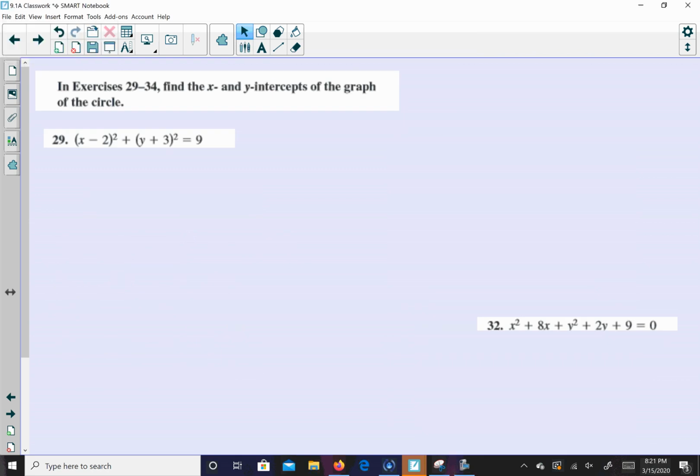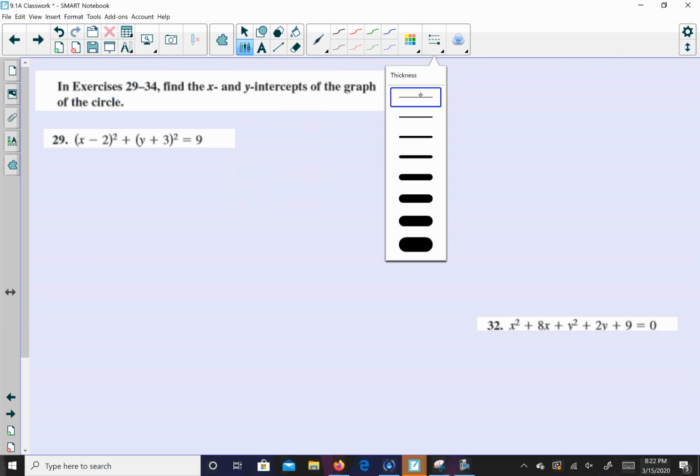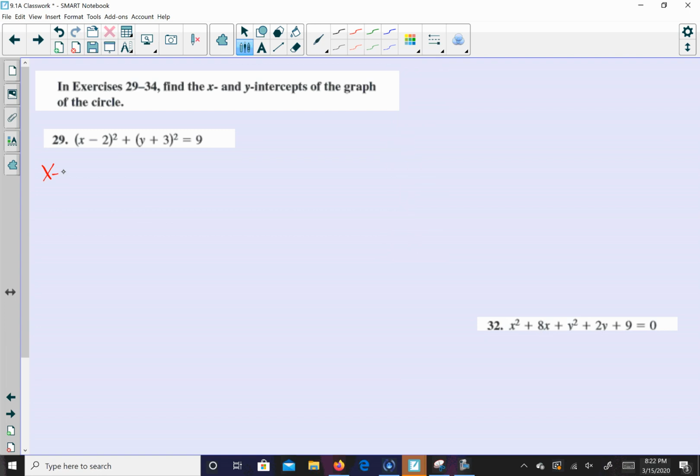Okay, the last type of problems are finding the x and the y-intercepts. So you're finding the places on the graph where it crosses the x-axis and the y-axis. So the best way to do that is to set one of your variables equal to 0. So if I am finding the x-intercept, I actually set the y variable equal to 0. Now, it's kind of set up nicely for me to do this in the first one. It's in standard form. So I'm just going to substitute 0 in for y.